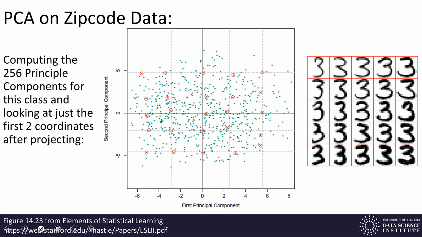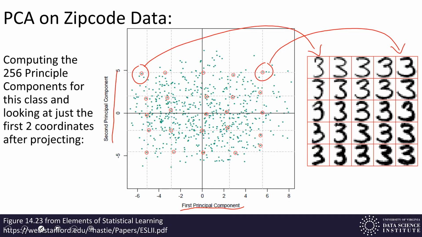We can plot the data in the first 2 principal components. The first one is the horizontal axis, the second one is the vertical axis, standard. So this data point here corresponds to this 3, this data point here corresponds to this 3, and the grid of circled data points in the scatter plot corresponds to this grid of 3s over here. If you look at the first principal component, the variation in the 3s in the horizontal direction has a lot to do with the width of the 3. This 3 is wide and this 3 is narrow. So the first PC is capturing the width of the 3.